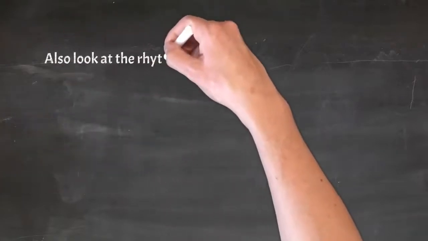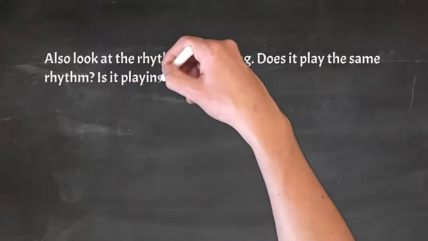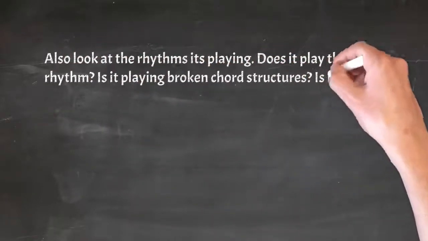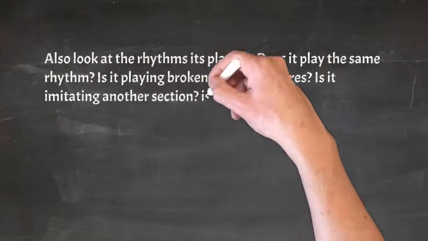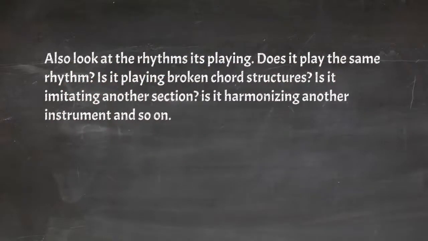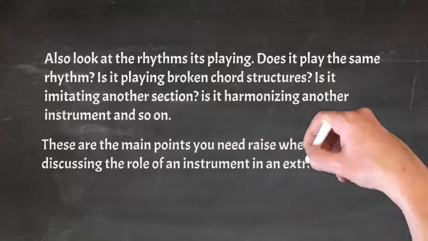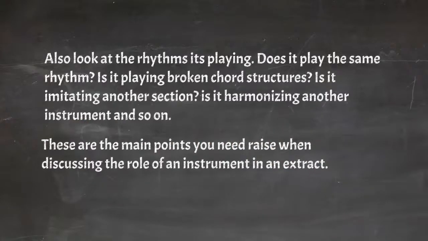Also, look at the rhythm that is being played by that particular instrument. Does it play the same rhythm? Is it playing broken chord structures? Is it imitating any section? Or is it harmonizing another instrument and so on? These are some of the points that you need to raise when you're comparing or when you're talking about the use of an instrument within a particular section.